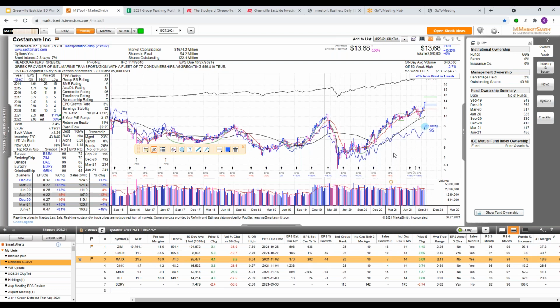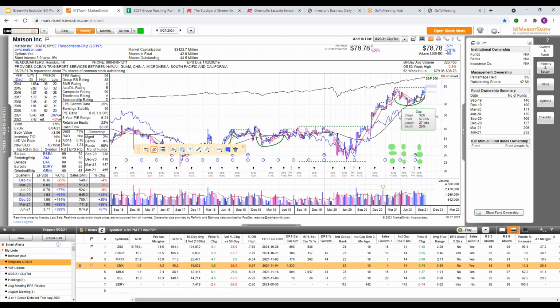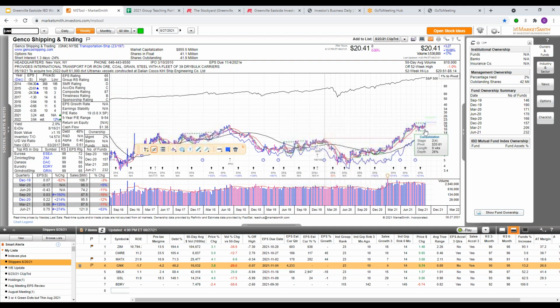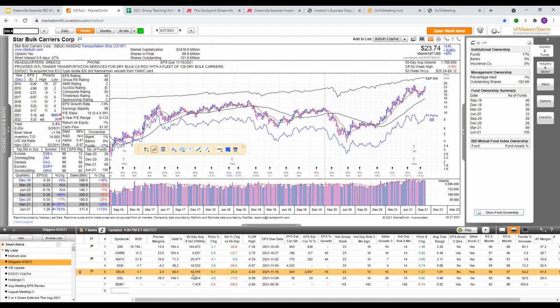RS line going to new high. Matson Inc., another shipper, set up. Stage 3 cup though, so have to be aware of that. G and K, gotta go through and analyze these, do your due diligence, see which ones. But these all have nice Canslim numbers. That one's thinner, 16 million per day. Starbulk, this one's okay, 42 million per day.